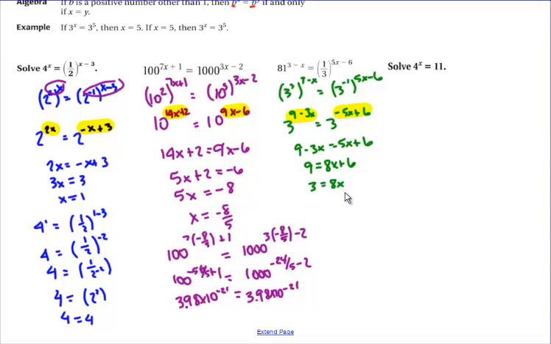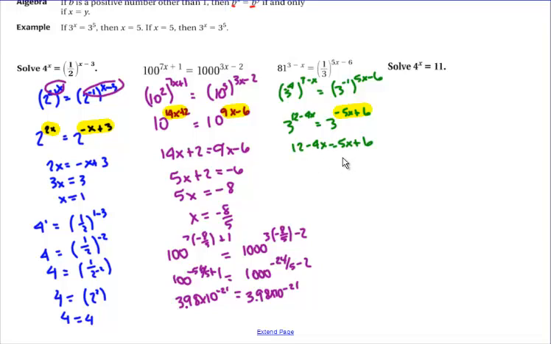And let's see. I feel like I've made a mistake here somewhere. 81 is 3 to the 4th. I knew it. So this should be 3 to the 4th. So this should be 12 minus 4x.